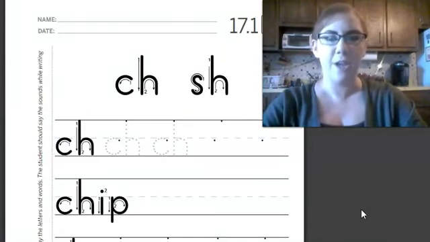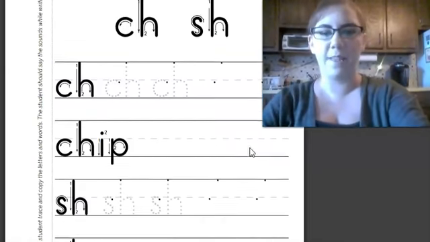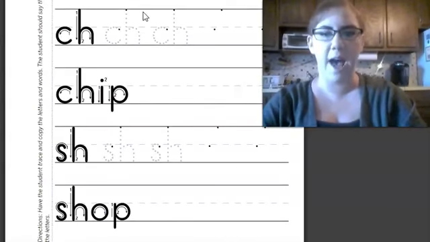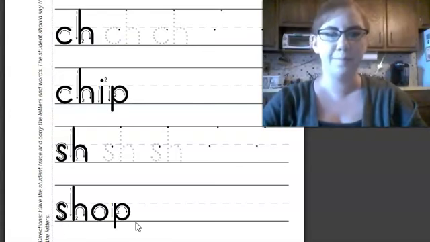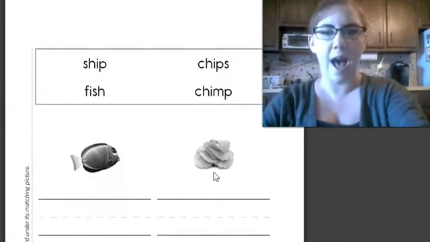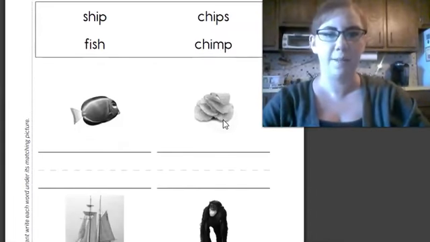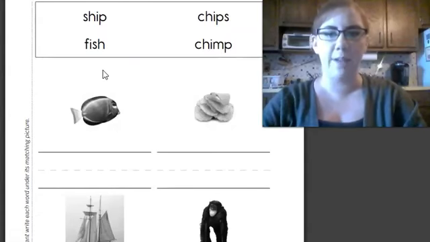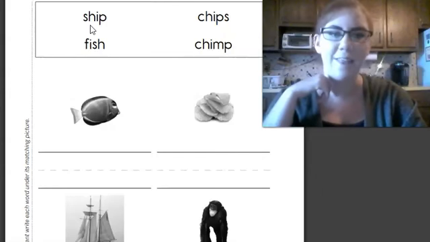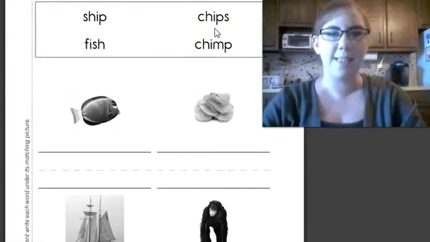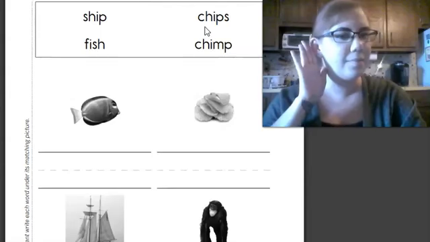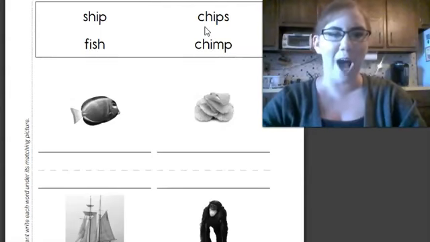On the worksheet for today, you just have to copy the letters to make the digraphs. Then write the word that they've given you. For CH, we have chip. For SH, we have shop. On the next page, they've given us some words to read. Read the words and then match them underneath the picture they belong to. Remember, SH says shh, and CH says ch. Good job. You'll do great.